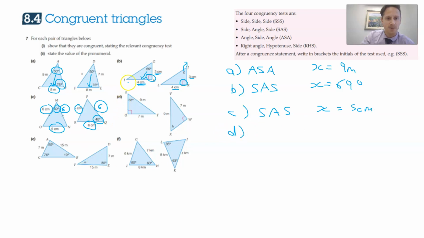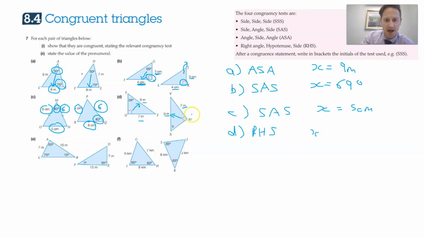For part D, it looks like an RHS proof to me, because opposite the right angle is a 9, and opposite that right angle is a 9. So that's a great start. And then we need another side that's corresponding. So we've got the 7, which matches up with the 7. Okay, so our proof is RHS.